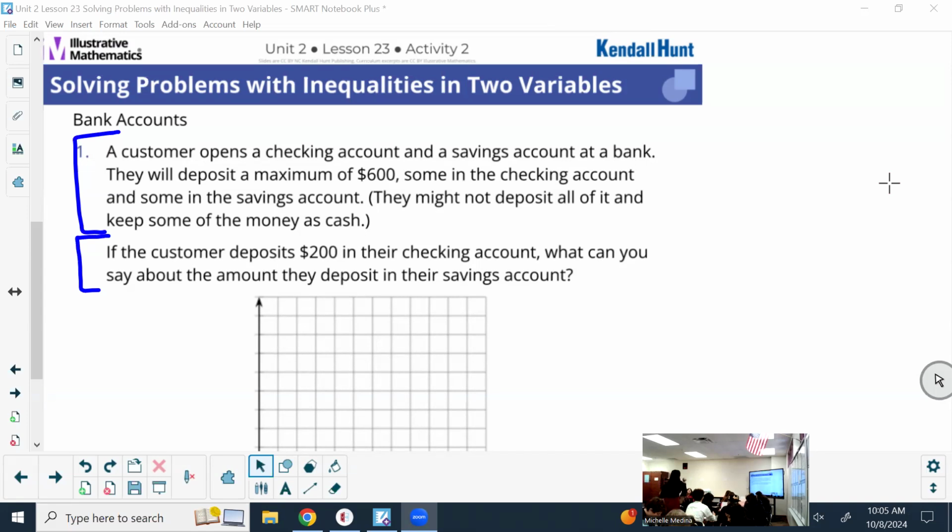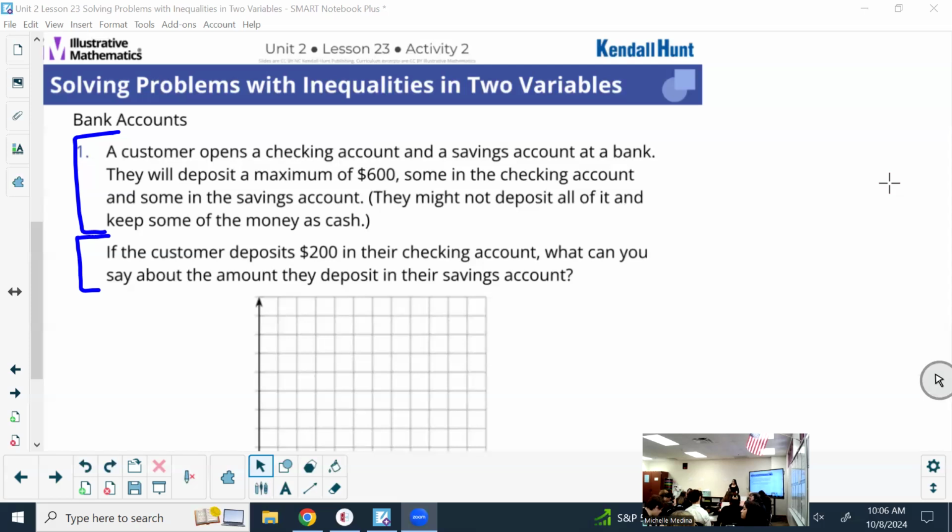So table 8, you'll be telling me a constraint. Let me read it to the class for a second. A customer opens a checking account and a savings account at a bank. They will deposit a maximum of $600, some in the checking account and some in the savings account. They might not deposit all of it and keep some of the money as cash. So table 8, what's the constraint in this situation?